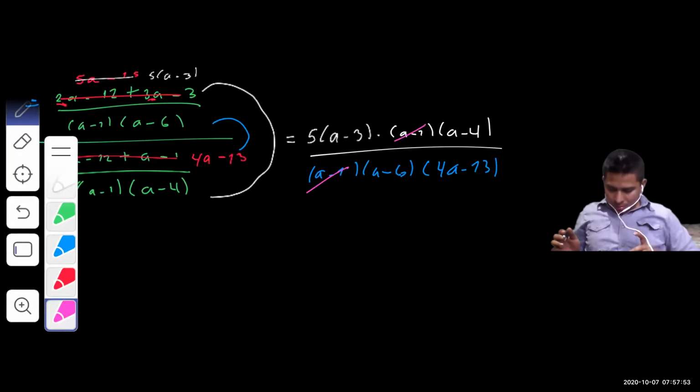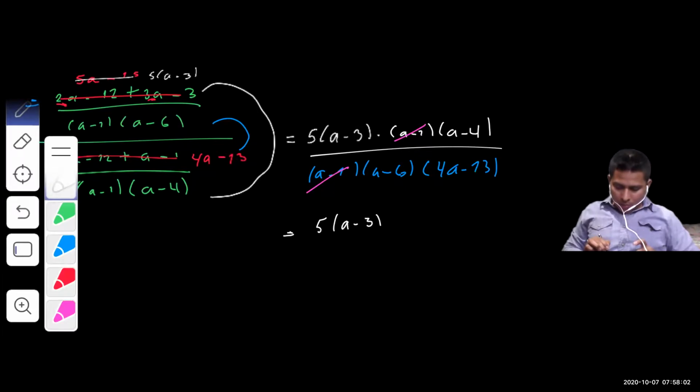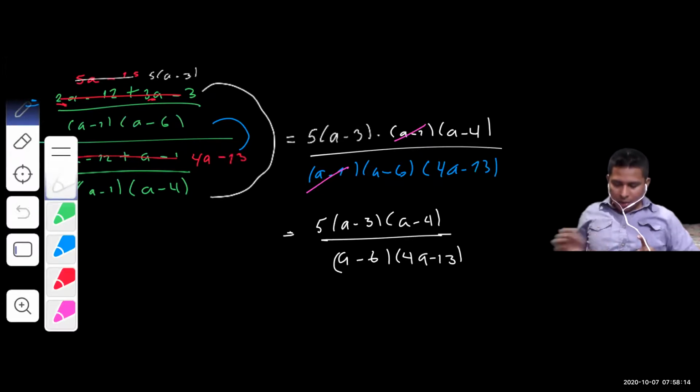Just that, right? Okay, this one's not, okay, let's copy that, that's it. Okay, 5, a minus 3, multiplying a minus 4, right? Over, what else? The denominator is going to be a minus 6, multiply 4A minus 13. And you leave it like this, guys. You don't need to simplify that because you are factoring.